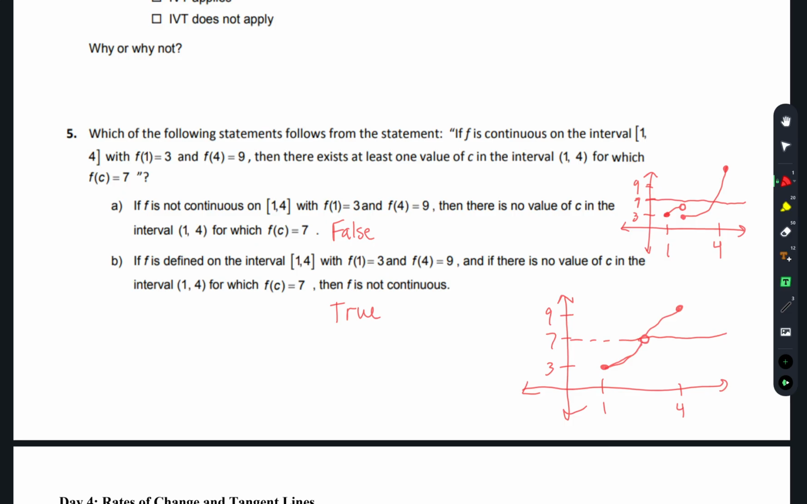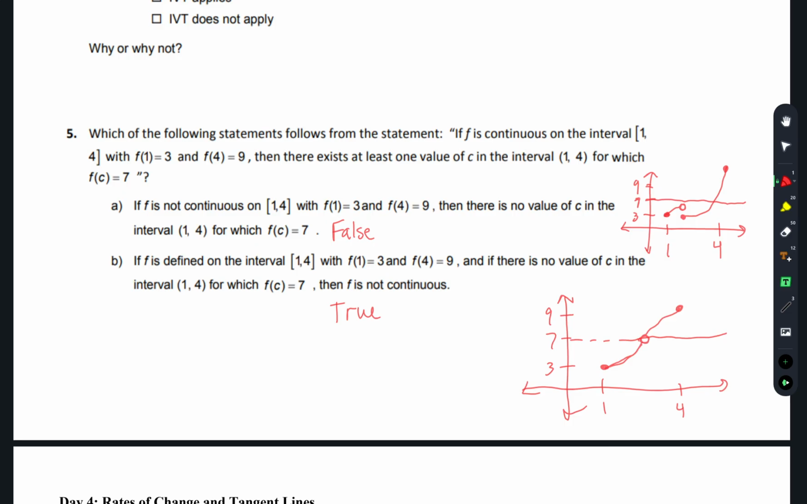If you take a logic class and know all the rules, it'll be very easy to do this. But okay, A is false. I don't know if you got that. If it's not continuous, there's no value C for which f of C equals 7. Well, it didn't say where it was not continuous, so technically that could happen. It could be discontinuous early on in the chicken's trip. There could be some discontinuity happening before.